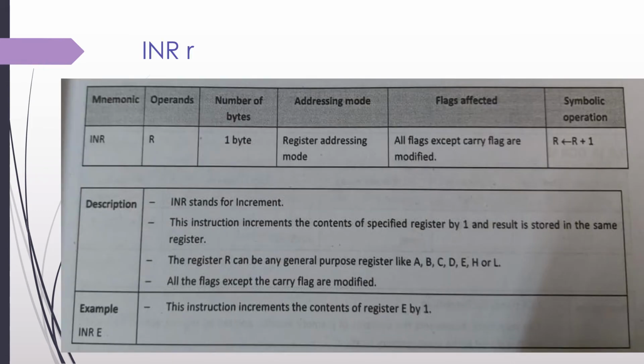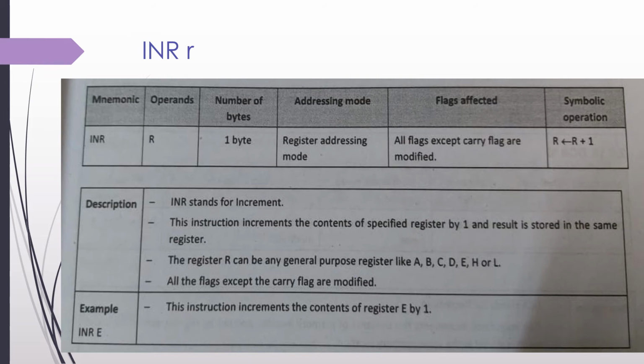The next instruction that we are going to understand is INR R. What is INR R? Increment the contents of register by 1. How much you are incrementing? It is only by 1. Any data which is there in the mentioned register is incremented by 1. So if you write INR B, B contents are incremented by 1. B has 05. After INR B, B becomes 06. Like that, the content of register is incremented by 1.